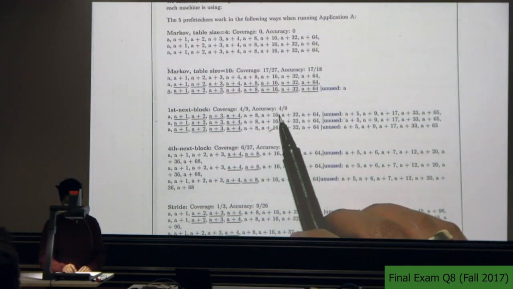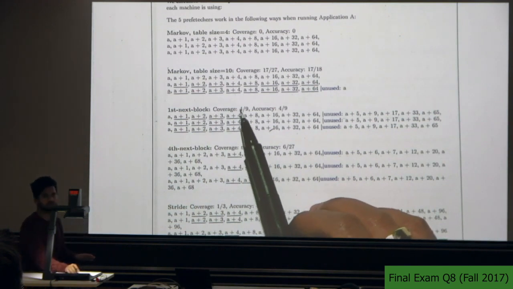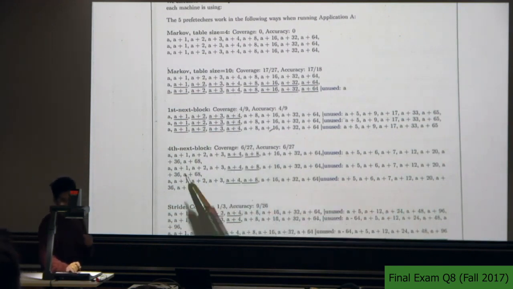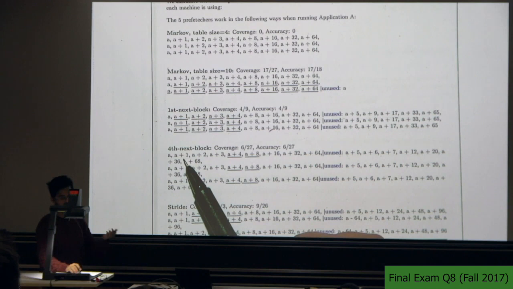Ideally, we should measure accuracy based on how much you prefetched. Well, okay, so in this case, the coverage is 4 by 9. Is it clear? Right? Okay. So let's go to the fourth type of prefetcher. That's the fourth next block. Okay, so the fourth next block, again the same thing.